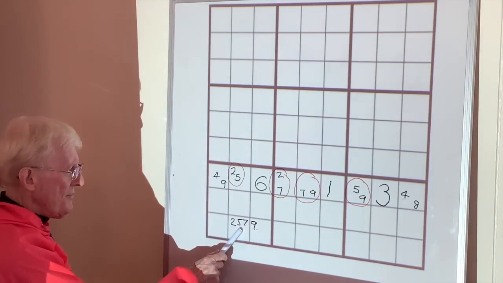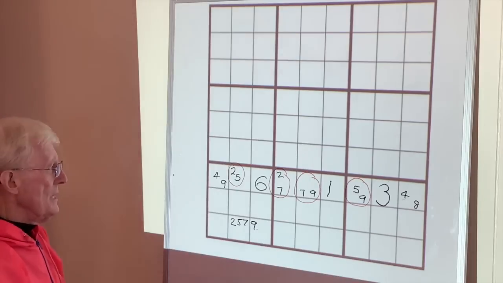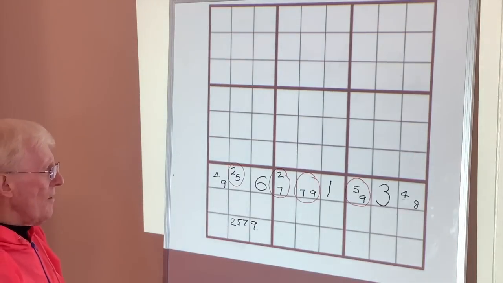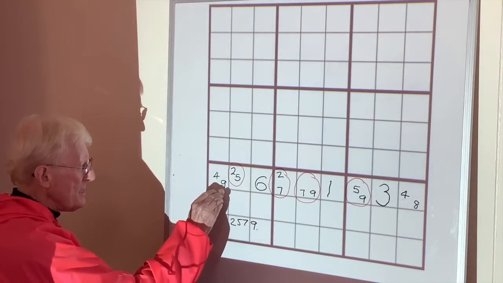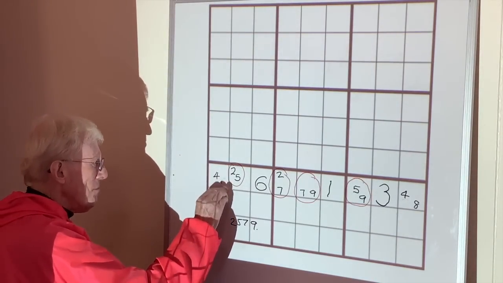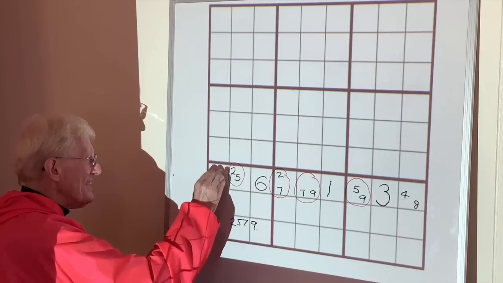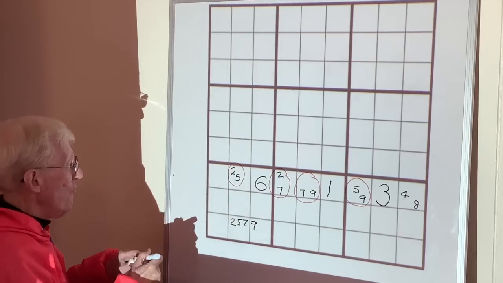We've done a 2, 5 and a 7. Now we do a 9. Is there a 9 that's not part of the 4x4? Yes, there is. It's right here. See this here? That 9 is not part of it, so we get rid of it. And what does that do? It gives us a big 4.